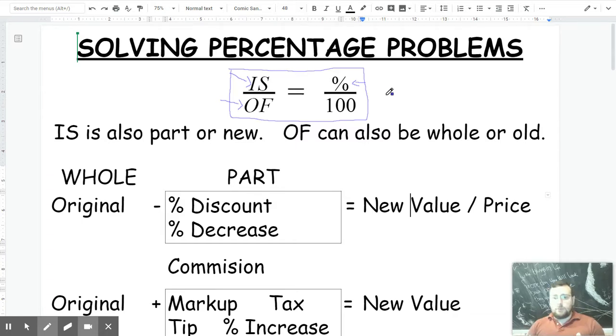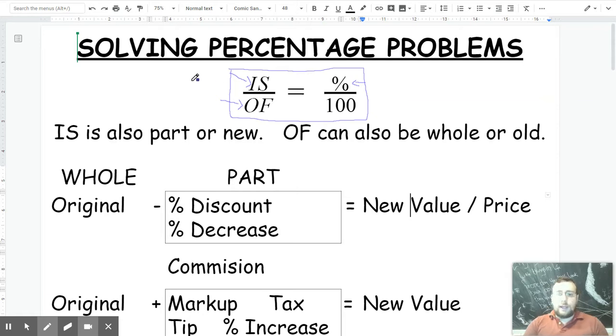But is, of problems are typical percentage problems that you will see in a lot of practice problems. But then there's also word problems involving percentages. And what I want to do in this video is talk about how to interpret those word problems to find out what to put in what place on your expression. So the part that says is can sometimes represent part or new as well. And the part that says of can also be whole or old.